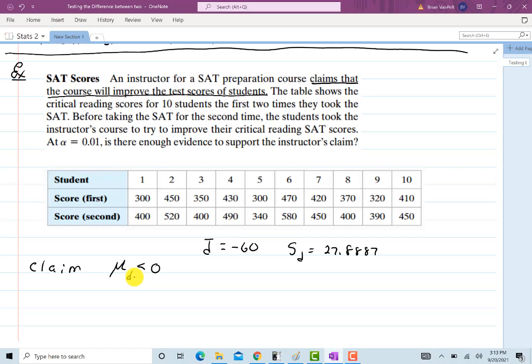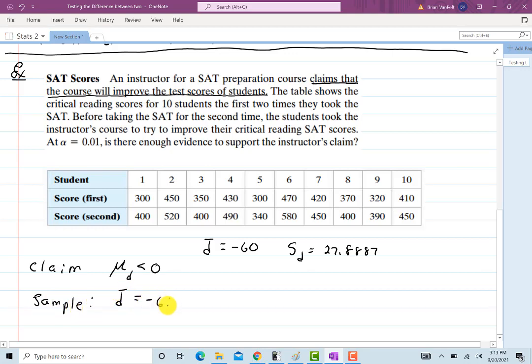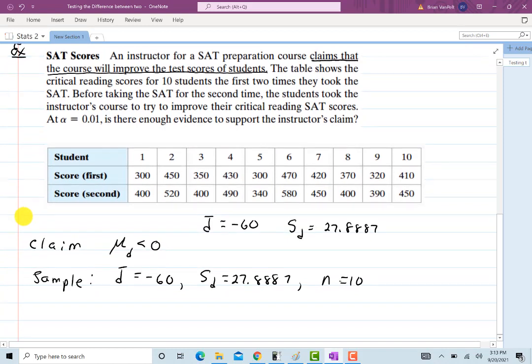And we have our sample stats. That's all I need, my sample. The mean was equal to negative 60. You can call it an x if you want to, but the d's there tell you that it's a mean of differences. The sample standard deviation. And we need the number of items, so that's 10. And we want to test the claim at alpha equals 0.01.